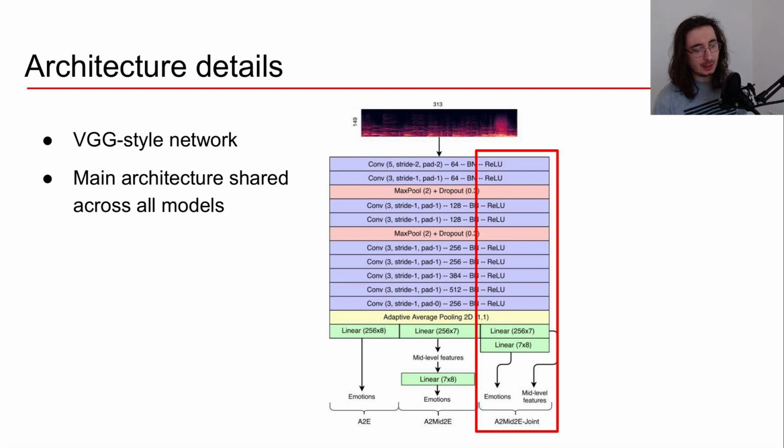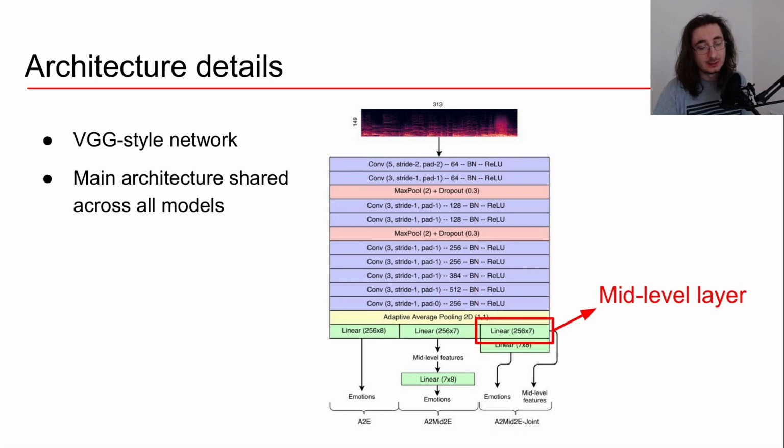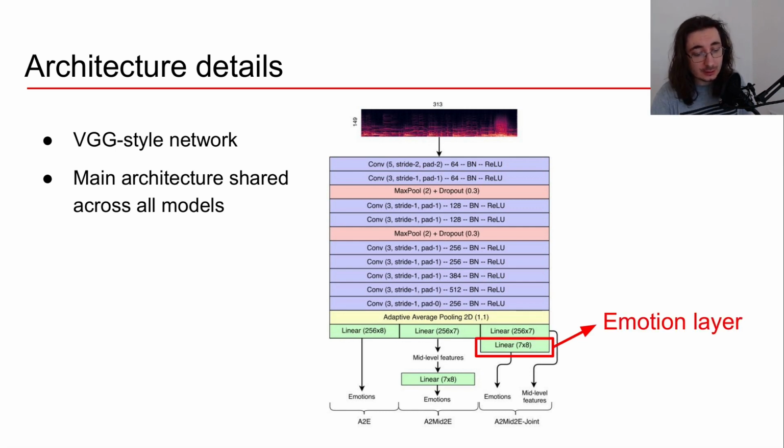Let's move on to the third architecture here. Once again, you have the usual VGG style network, and this is it basically. Then we have a mid-level layer, which is a fully connected layer that outputs 7 units. The idea is that you go down to the mid-level features, and then you have another layer, which the researchers call the emotion layer. It's a fully connected layer with linear activation, which gets the 7 inputs, the mid-level features, and then outputs predictions for the different emotions.